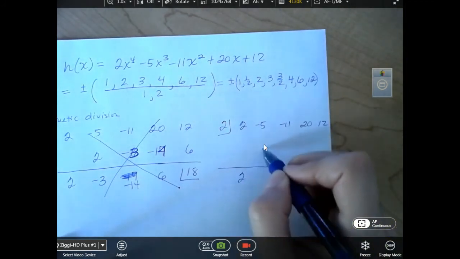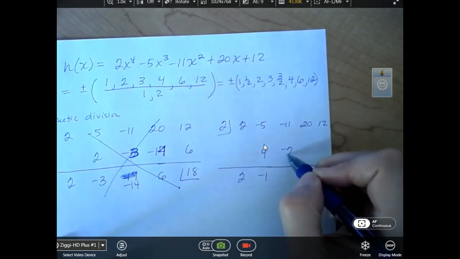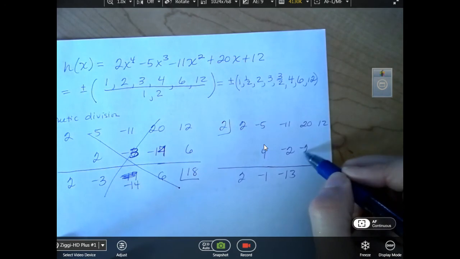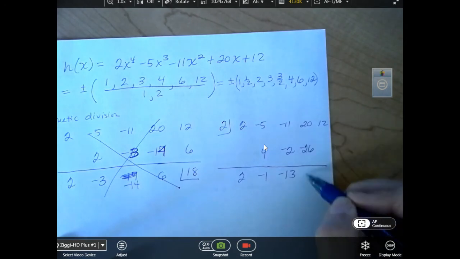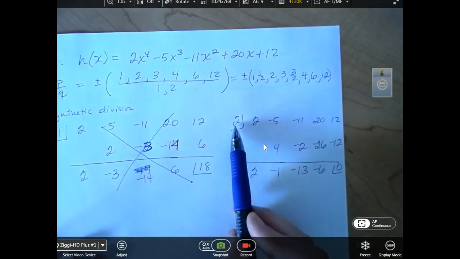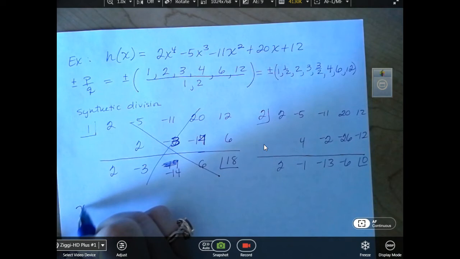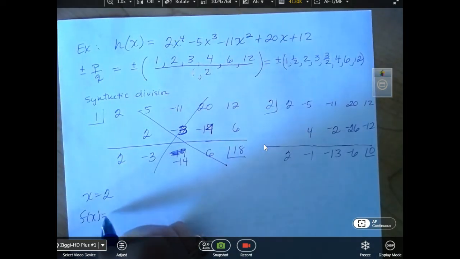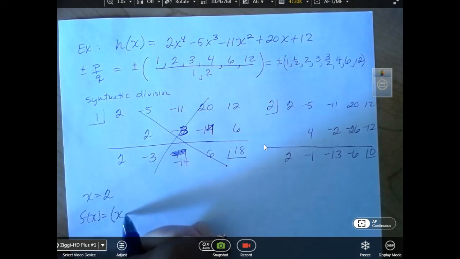Bring down your 2, multiply, add. Here I get -13. Here I get a -26. Here I get a -6. Here I get a -12. And here's my 0. So yes, 2 is a root and x minus 2 is a factor. So I can go ahead and start my list of roots. Okay, I could even start my factorization. That's going to be an x minus 2.